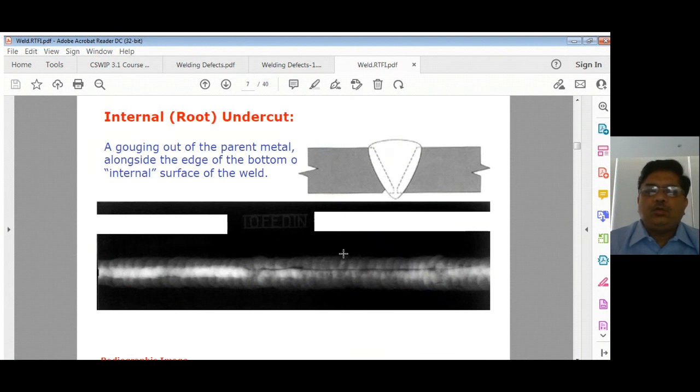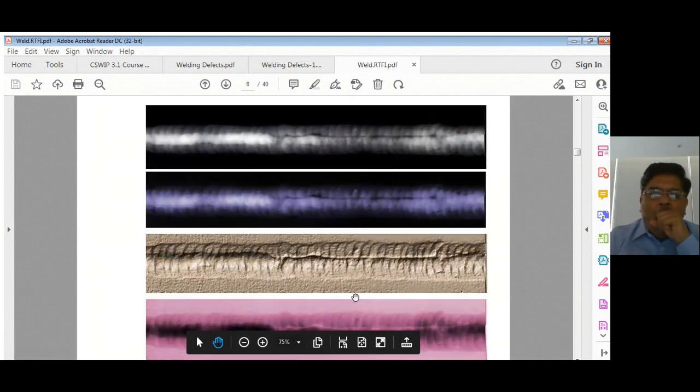Next is internal root undercut. So you can see a root undercut here, not properly fused, and again it will show a dead straight line, with a little bit of length in the radiograph. So you can see this.